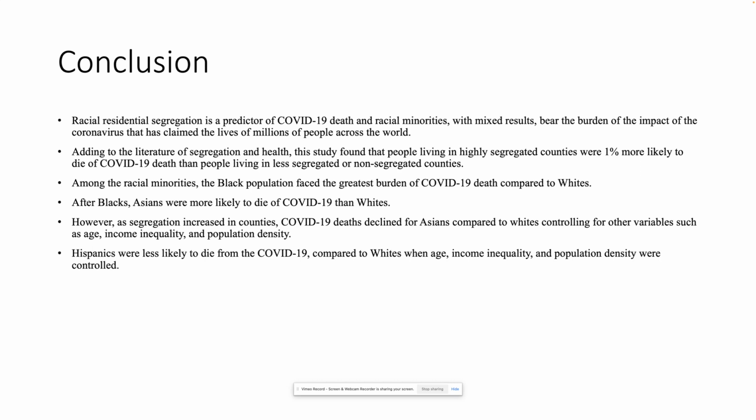This is my conclusion. Blacks and Asians are more likely to die of COVID-19 than whites. Hispanics are less likely, and it supports the Hispanic paradox of belonging to a minority community, but still having good positive health outcomes as compared to whites and other minority groups. And racial residential segregation is a predictor of COVID-19. It is statistically significant, even though the likelihood was 1% more than people living in less or non-segregated counties. But it is a predictor. It can explain the COVID-19 mortality.